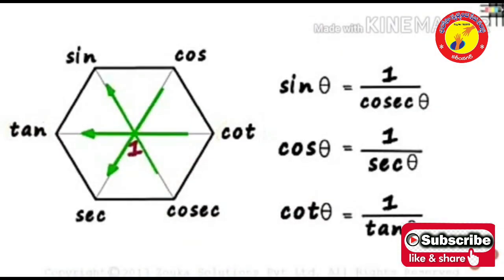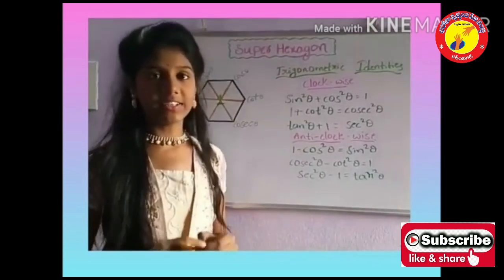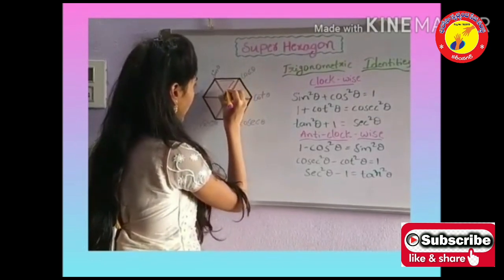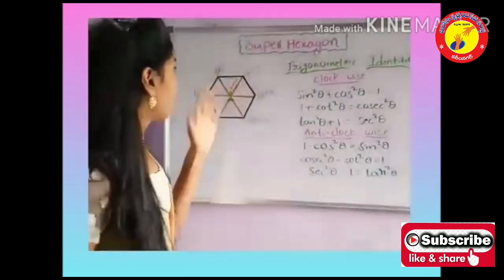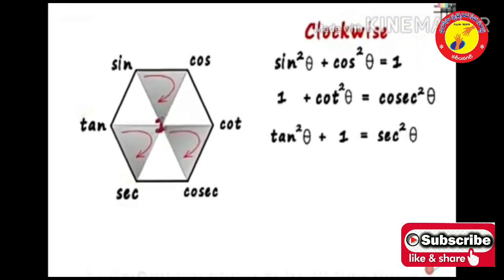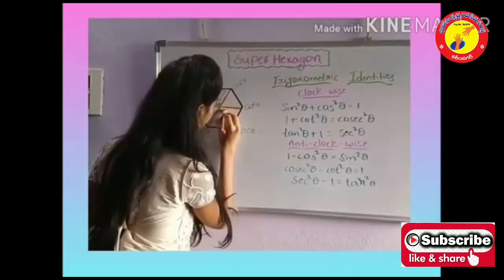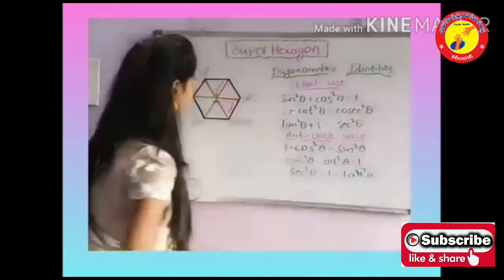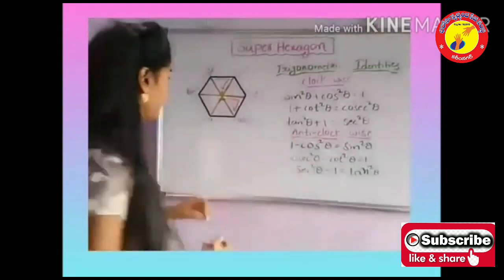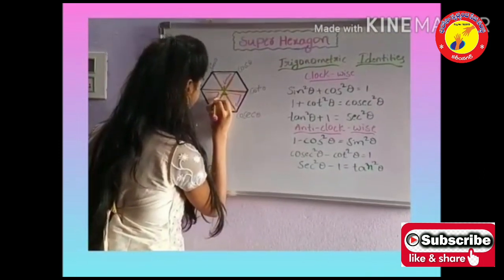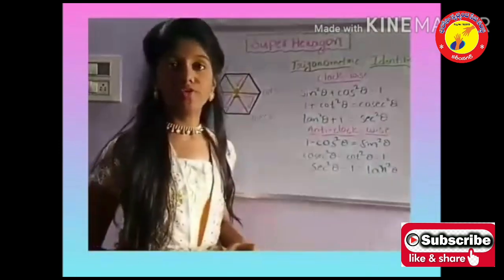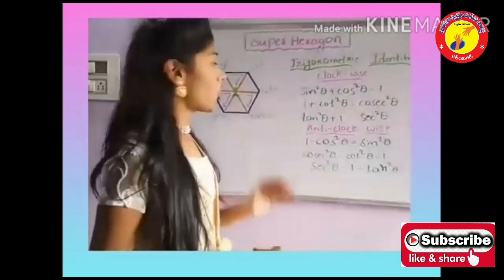Now let us see how to find trigonometric identities easily. First let us draw an arrow. This arrow represents that sin square theta plus cos square theta is equal to 1. And next, this tells us 1 plus cot square theta is equal to cosec square theta. Tan square theta plus 1 is equal to sec square theta. This is the clockwise direction.